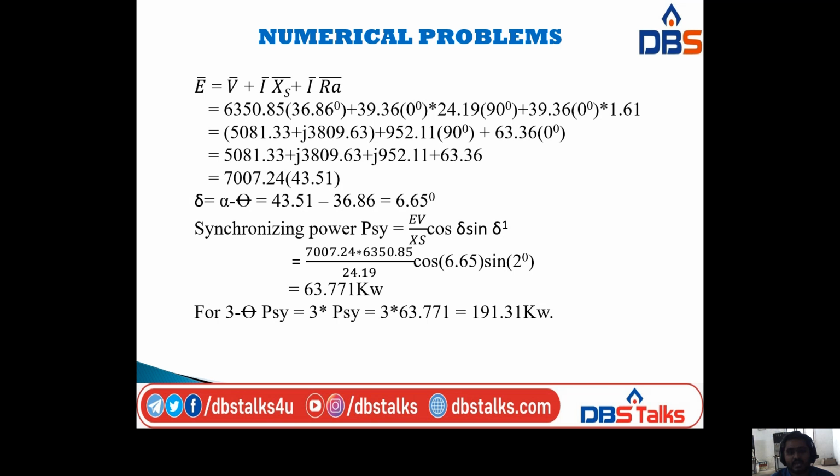Finally we have the synchronizing power equal to 63.771 kilowatts. For three phase, the synchronizing power P sub SY is equal to 3 into the synchronizing power value 63.771, and finally we have the synchronizing power for three phase as 191.31 kilowatts.